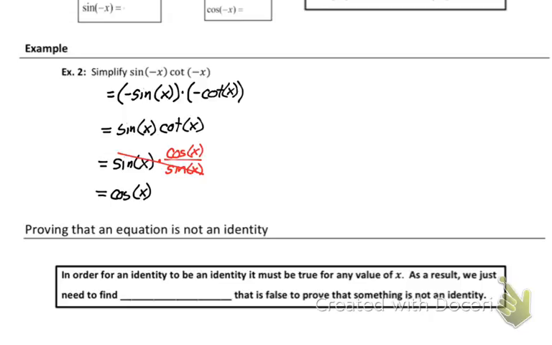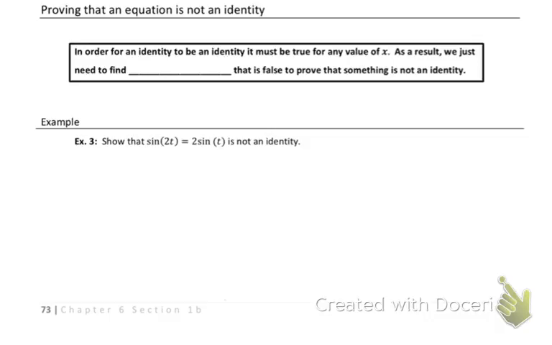Okay. Prove an equation is not an identity. In order for an identity to be an identity, it must be true for every single value. That's what makes it an identity. So that being said, all we have to do is find one example that's false, and it's no longer an identity. So all we need to find is one example that is false, and we prove something's not an identity.